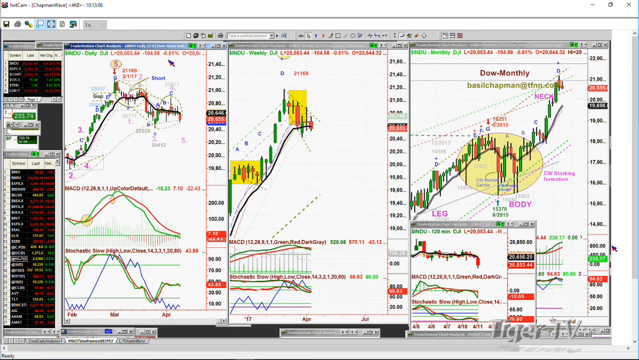Okay, so Dow down 104. 20,412 is actually our target for Chapman Wave 5, at least a target. It doesn't mean to say it's the target, it's a target. And on the resistance side, we've got 20,645.